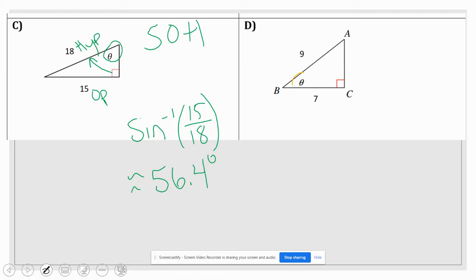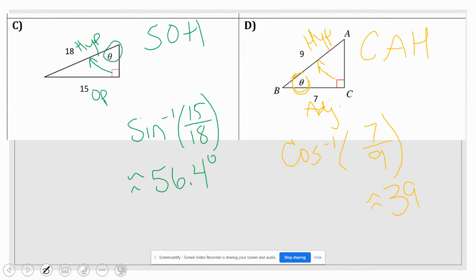Our last example for today, here's our missing angle measure. 9 is our hypotenuse because it's opposite the right angle. 7 is our side adjacent because it's touching theta. We have AH, cosine. So we're going to do inverse cosine, adjacent, hypotenuse. And our angle measure is about 38.9 degrees.